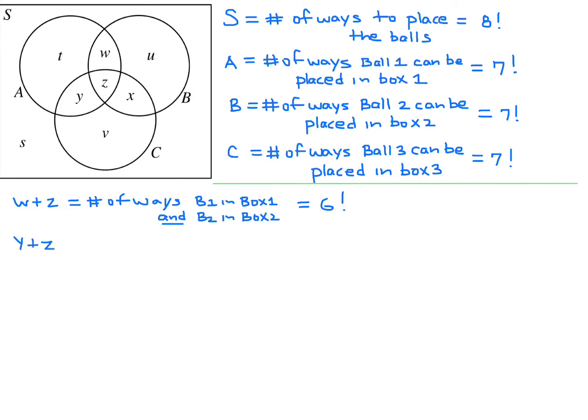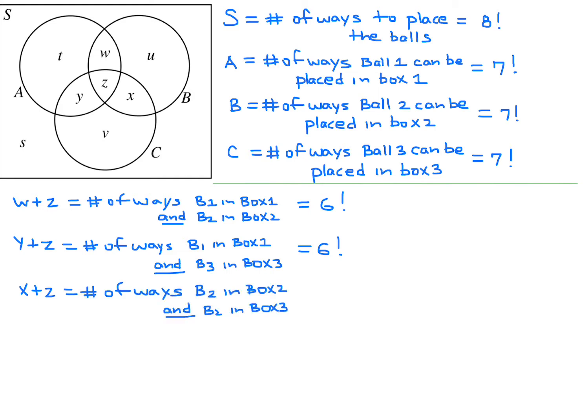All right. And the next one is Y plus Z, these guys. Y plus Z represents the number of ways of putting ball 1 in box 1 and ball 3 in box 3. And the way you calculate that is identical to the previous one. And then the final one is X plus Z, and those are those guys. And X plus Z represents the number of ways of putting ball 2 in box 2 and ball 3 in box 3. And that is also equal to 6 factorial.